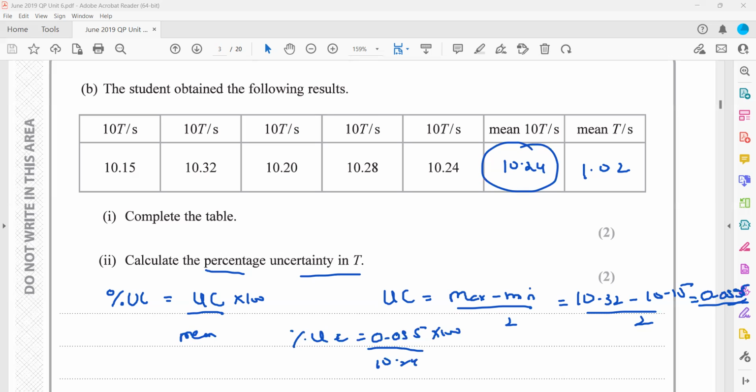So the final answer for the percentage uncertainty is 0.085 times 100 divided by 10.24. So it is 0.83%. So 0.83% is the uncertainty in the calculation of time. Is it clear how we work out the uncertainty for group data?